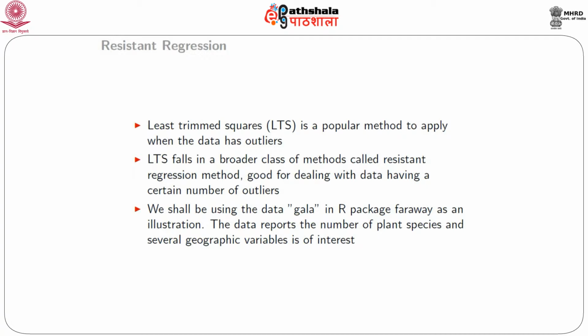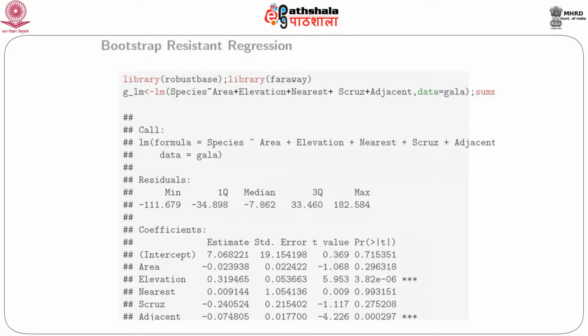The variables are Species, the number of plant species found on the island; Endemics, the number of endemic species; Area, the area of the island in square kilometers; Elevation, the highest elevation of the island; Nearest, the distance from the nearest island; Scruz, the distance from Santa Cruz island; and Adjacent, the area of the adjacent island in square kilometers.